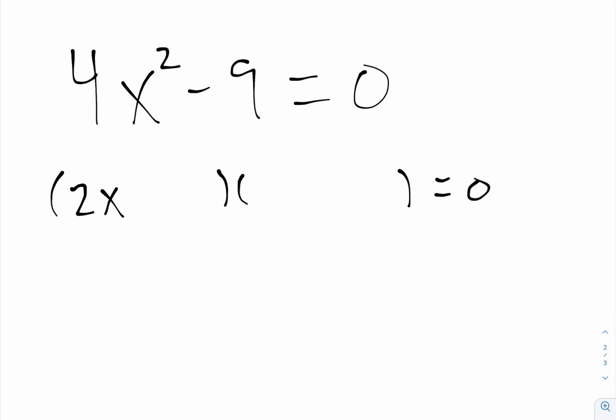So going the other way, the square root of x squared is just x. That's going to start off both of our brackets. So just to make sure, 2x times 2x, yep, we're good. That does equal 4x squared.